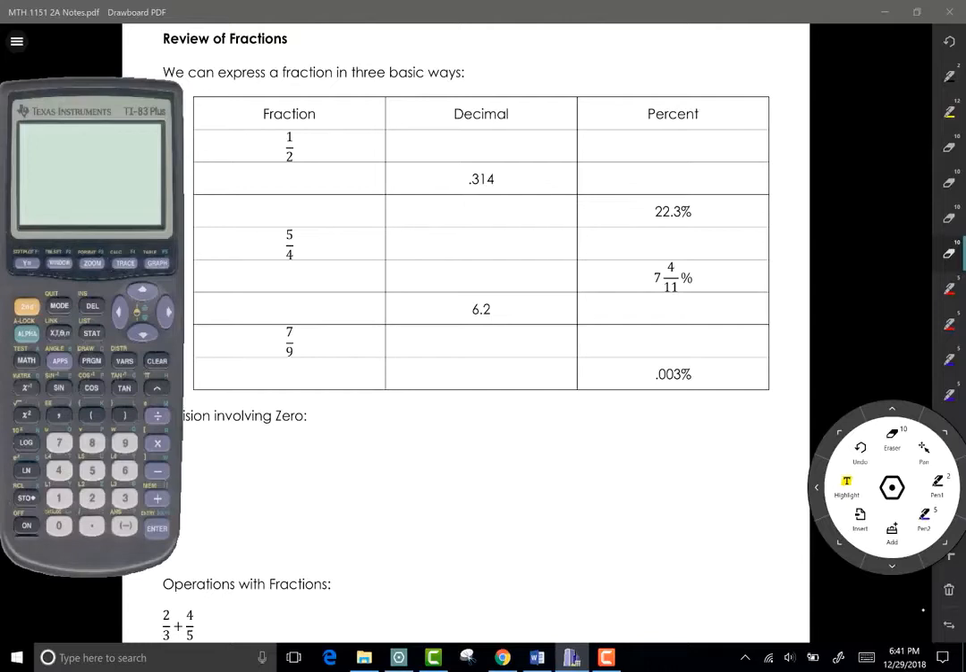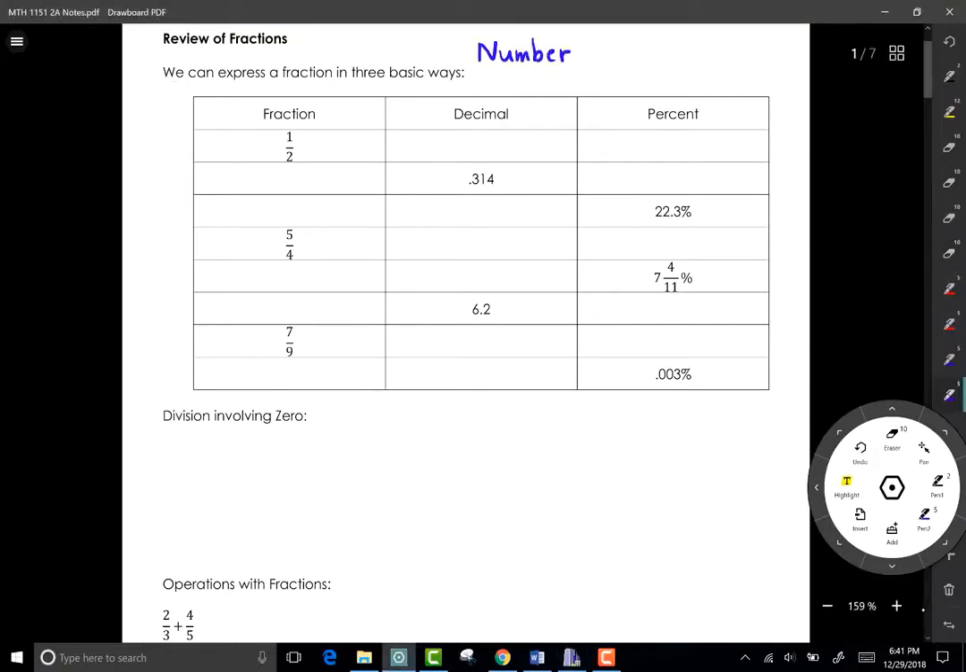We can also represent fractions as decimals and then as percentages. Percent means out of 100. In order to move from a number to a percent, which means either a fraction or a decimal to a percent, we're going to multiply by 100. If I want to change a percent to a number, meaning a percent to a decimal or a fraction, we're going to divide by 100.